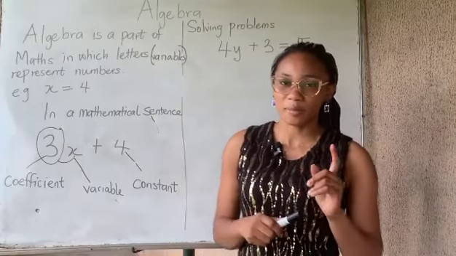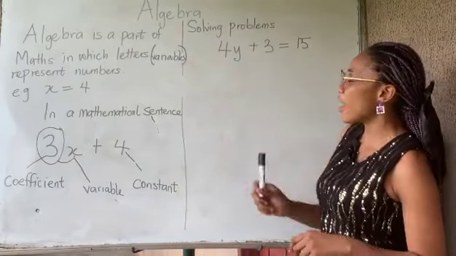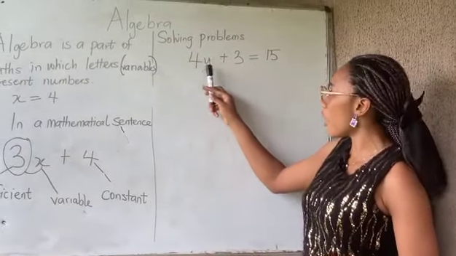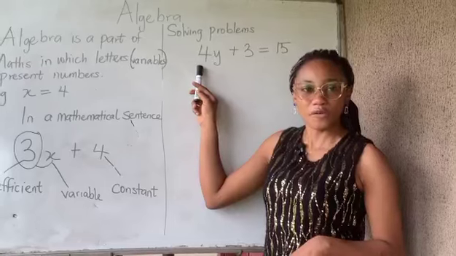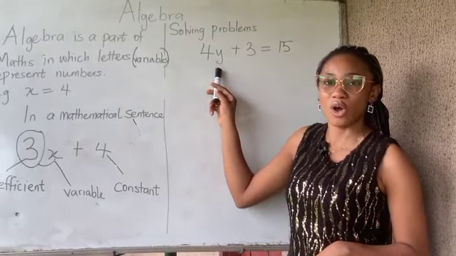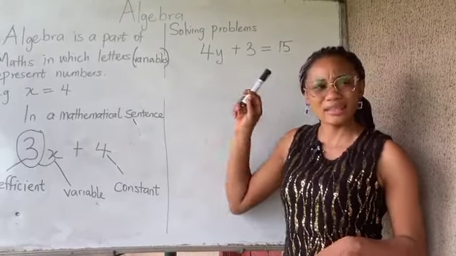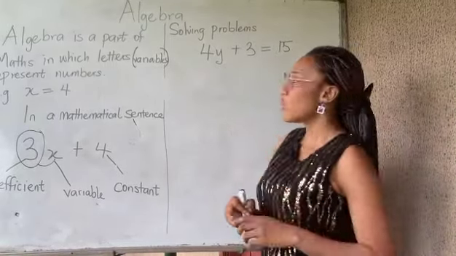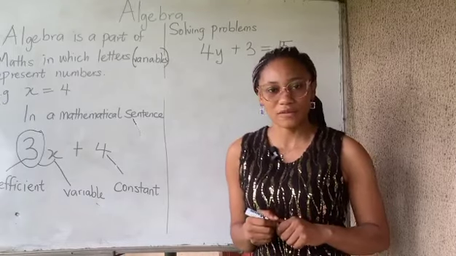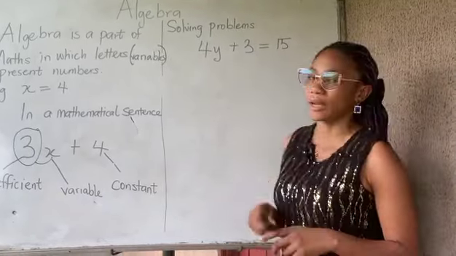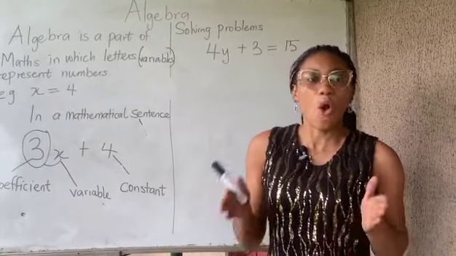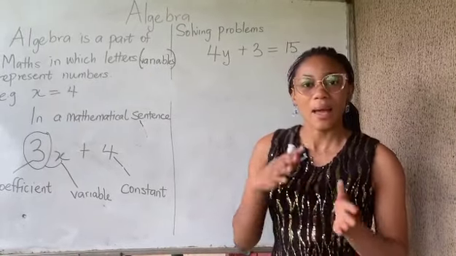Let's see a solving problem. Here we have 4y plus 3 is equal to 15. 4, remember, is our coefficient, while y here becomes our variable. Let's see if we can find the value of y. We will use the additive inverse of plus 3. The additive inverse of plus 3 is minus 3. The opposite of plus 3 is minus 3.